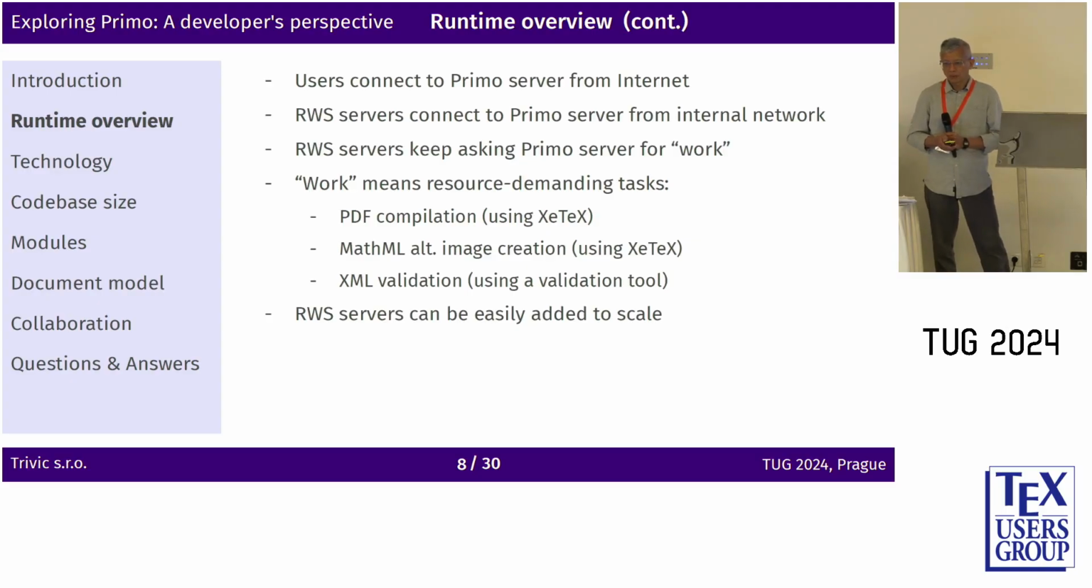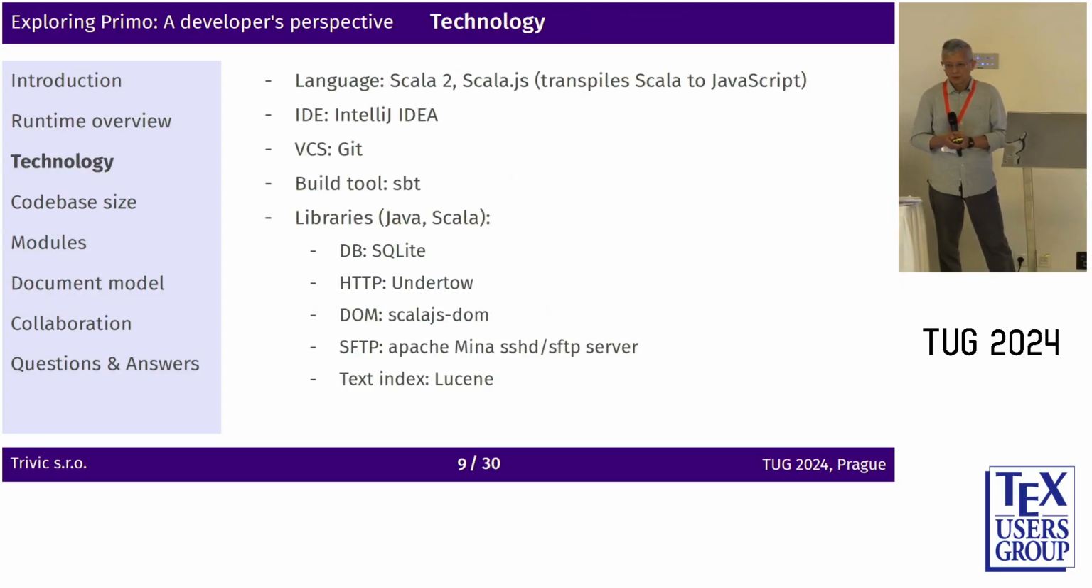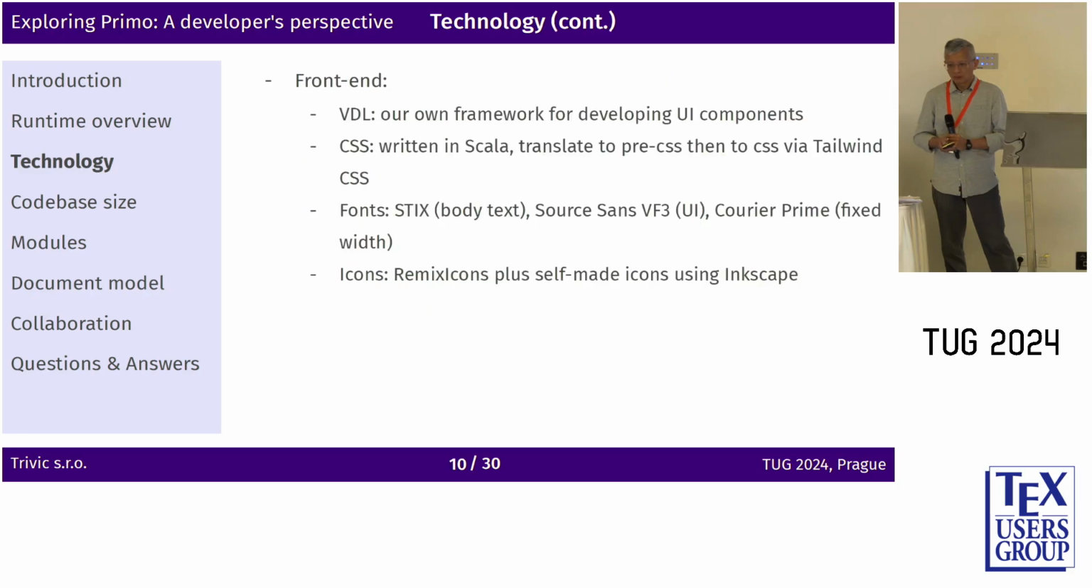So here's a quick overview of what happens. The technology stack we use is heavily based on Scala. Almost everything is written in Scala. So the back end, the front end, even the CSS is written in Scala, and even some scripts for deployment are also written in Scala, because Jan is very comfortable with Scala, and we use IntelliJ IDEA as the IDE. There are a few other tools that we don't need to go into detail.